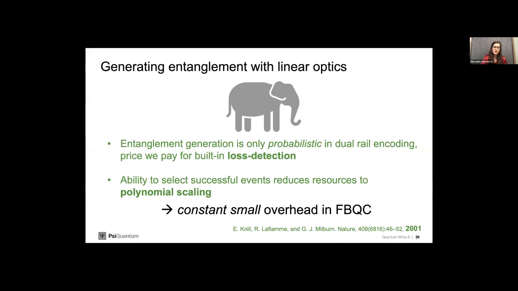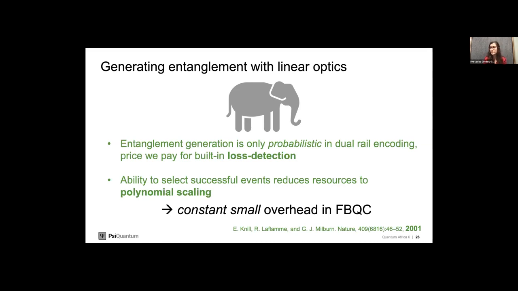Now, I want to address the common comment, the elephant in the room, with respect to photons, which is, well, you can only generate entanglement probabilistically. Now, first of all, that is not completely accurate, because entanglement generation with photons is only probabilistic in the dual rail encoding. If I was using single rail encoding, entanglement would be deterministic. It's a price that we are paying, because we want to have that first level of loss detection that is essential, given that loss is the biggest contributor to noise or error in our computer.